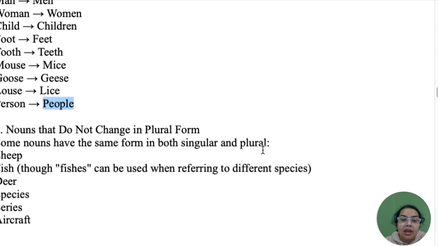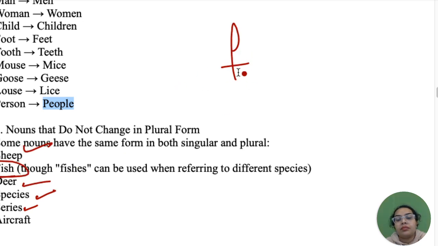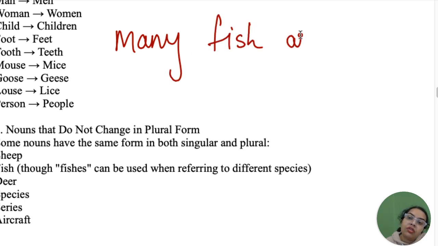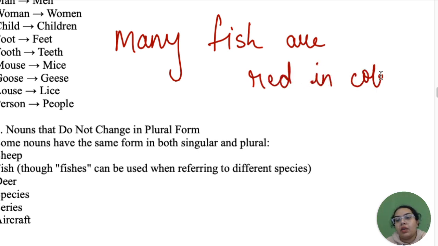Then there are some nouns where you don't see any change in the plural form. Three words I've already mentioned, these three. Then we have deer, fish. Now, many fish are red in color in his aquarium. Let's say this is the sentence.